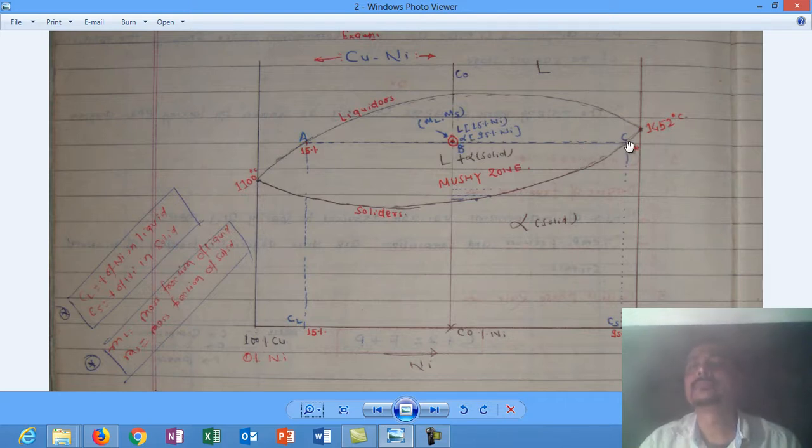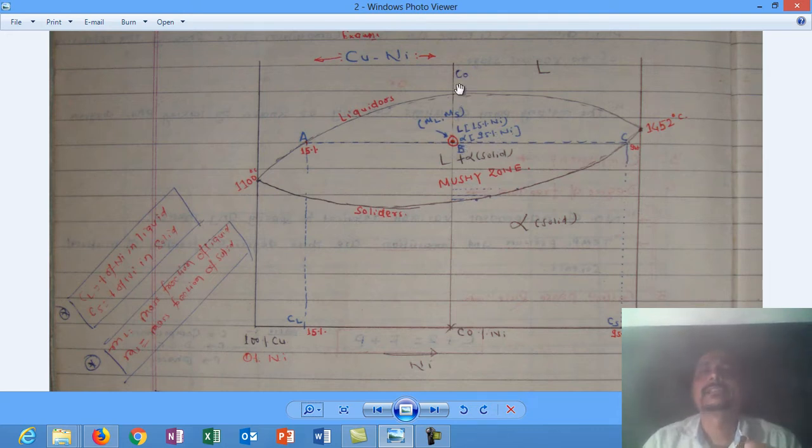And we follow the same process. This line cuts at point C, which is on the solidus line, and we have drawn the vertical. The vertical line cuts at this point, and at this point 95% nickel is there. That means this is Cs, the percentage of nickel in the solid phase. So in the solid phase, the percentage of nickel is 95%. Okay, this is another point we have to understand.